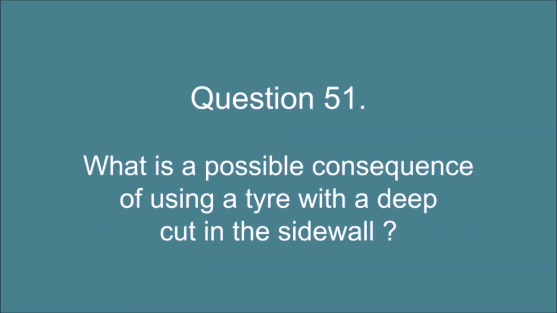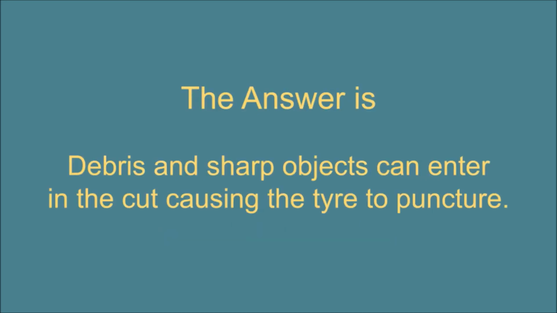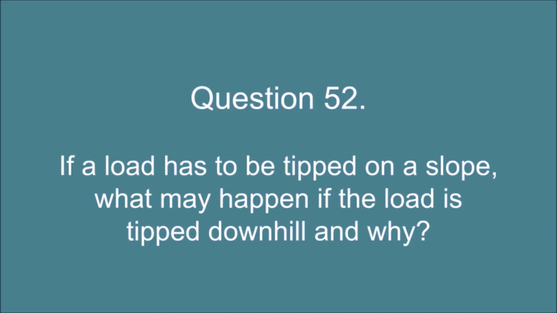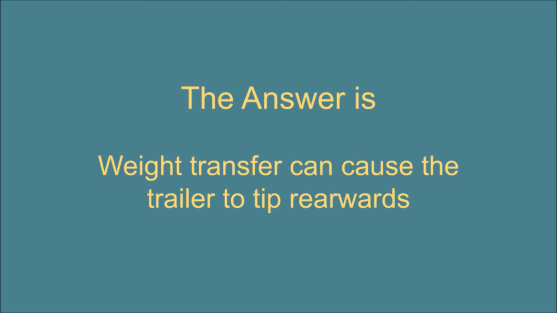Question 51. What is a possible consequence of using a tire with a deep cut in the side wall? The answer is debris and sharp objects can enter in the cut, causing the tire to puncture. Question 52. If a load has to be tipped on a slope, what may happen if the load is tipped downhill and why? The answer is weight transfer can cause the trailer to tip rearwards.